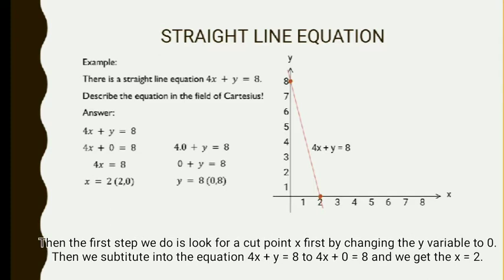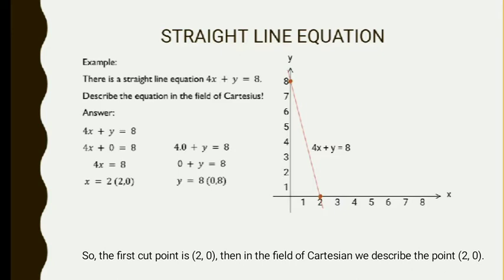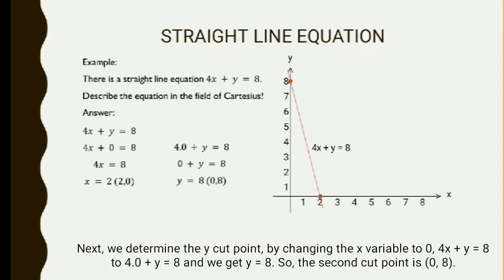Then the first step we do is look for the x cut point by changing the y variable to 0. Then we substitute into the equation x plus y equals 8. So x plus 0 equals 8, and we get x equals 8. So the first cut point is 8, 0. Then in the Cartesian plane, we describe the point 8, 0.